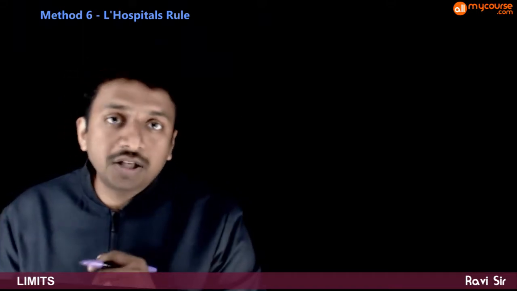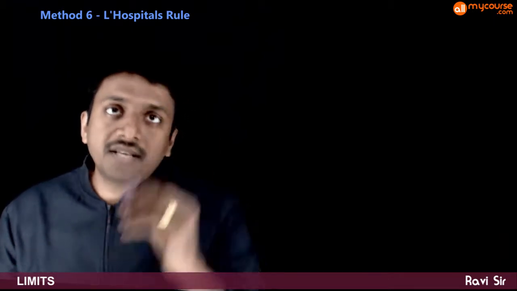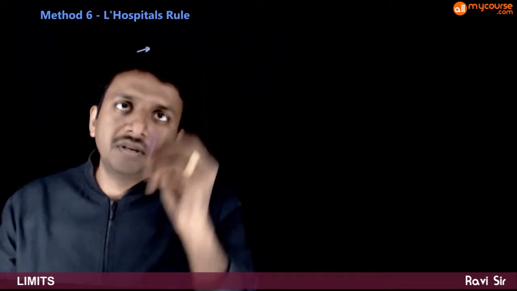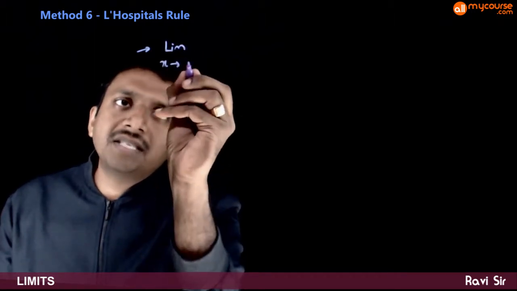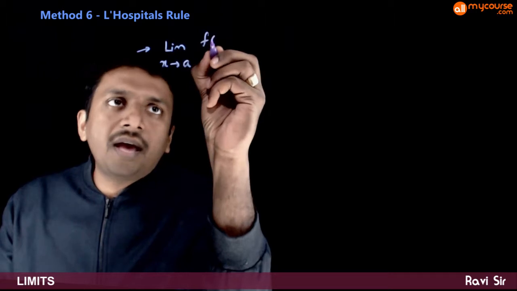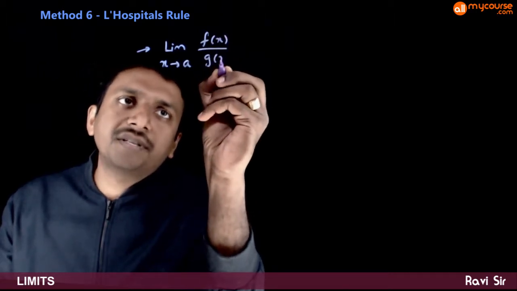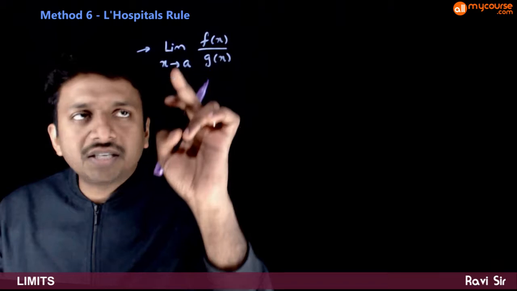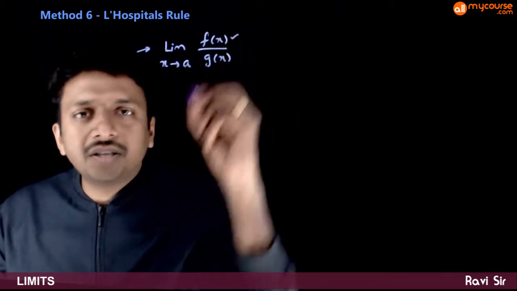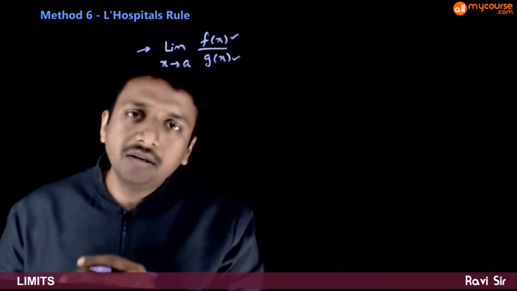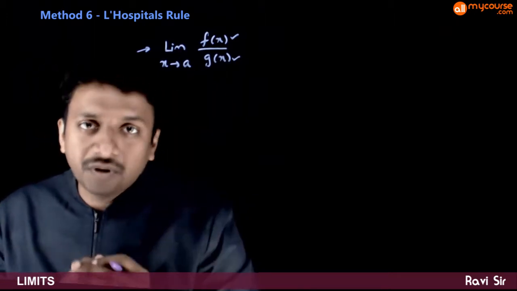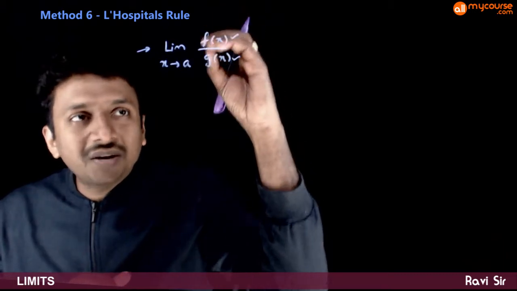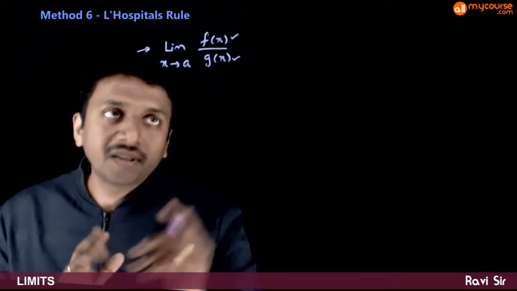The next method that we're going to see is the L'Hospital rule. So let us see what L'Hospital rule is. If you have a limit of the form limit x tends to a, f of x by g of x, you have some function in the numerator by some function in the denominator.